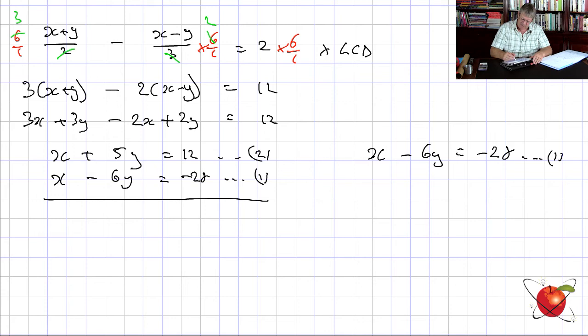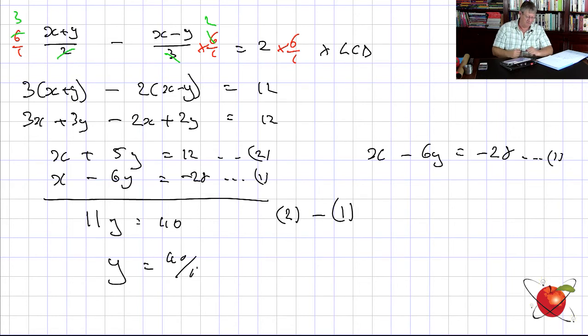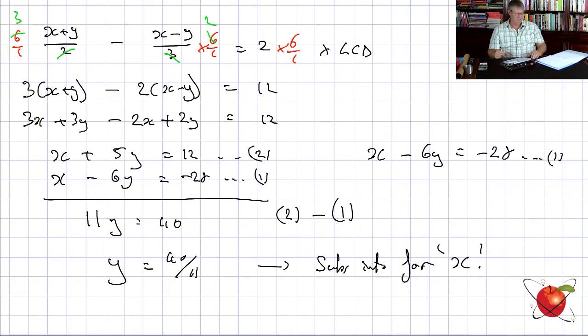In this case, I'm going to do equation 2 minus equation 1. That minus that gives me 11y equals 28 plus 12, which is going to be 40. Therefore, y is equal to 40 divided by 11. And you'll go and substitute to find x, whichever one you like. I'm not going to bother doing that. It's really just a long load of fractions.